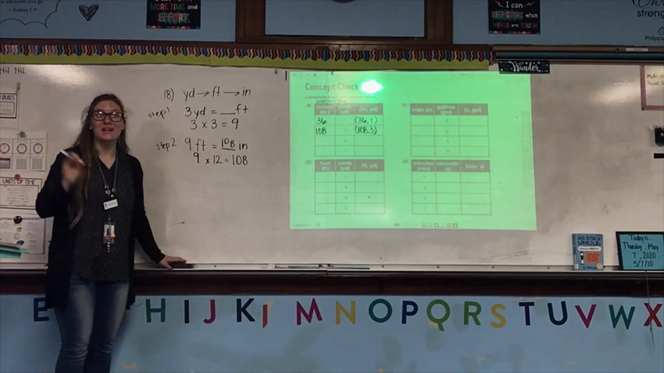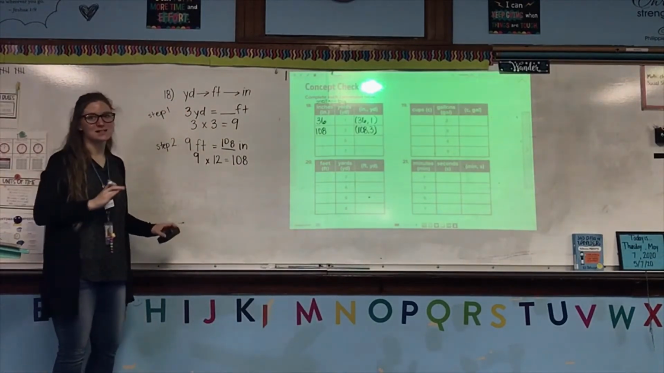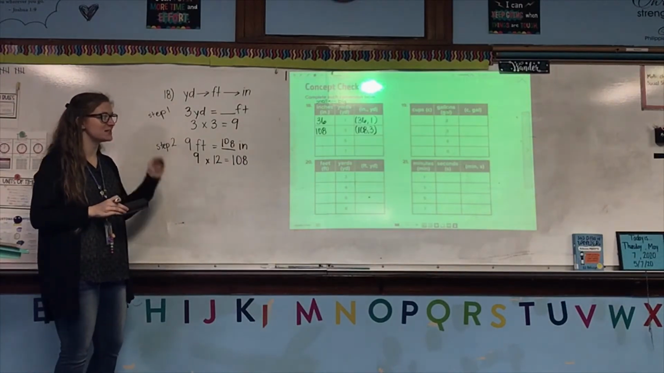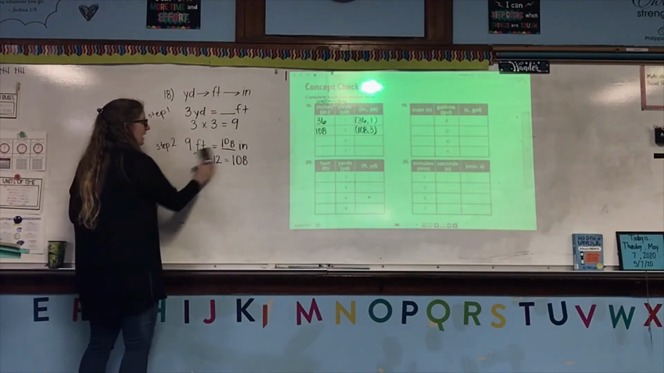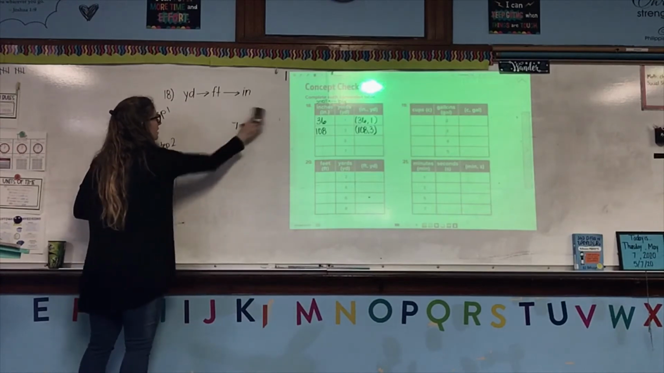Oh, I'm sorry, in 3 yards, not 3 feet. There's only 36 inches in 3 feet. So there's 108 inches in 3 yards. Okay, now we have to figure out 5 yards.